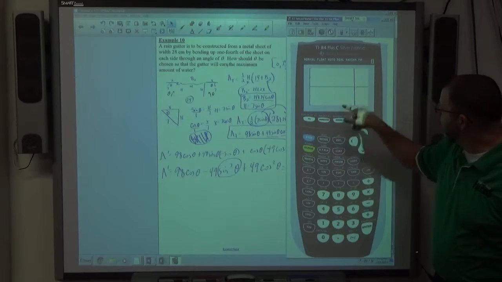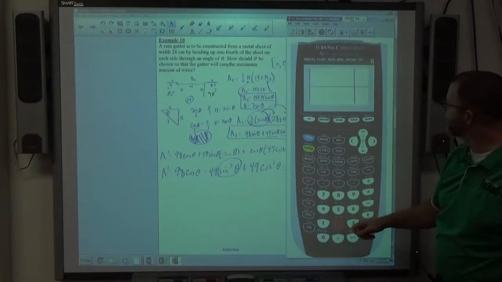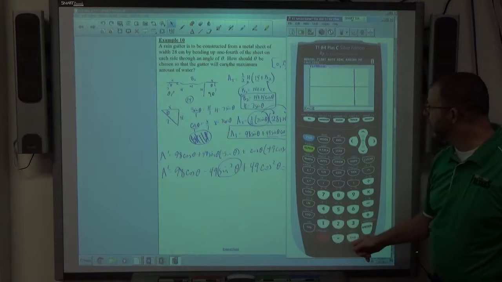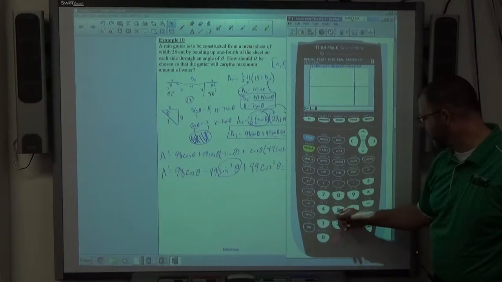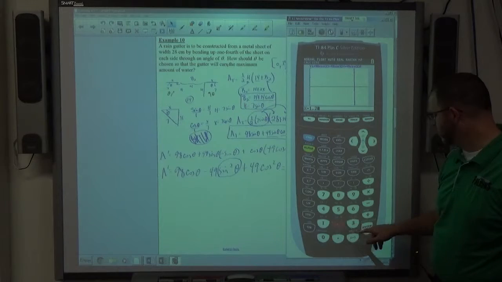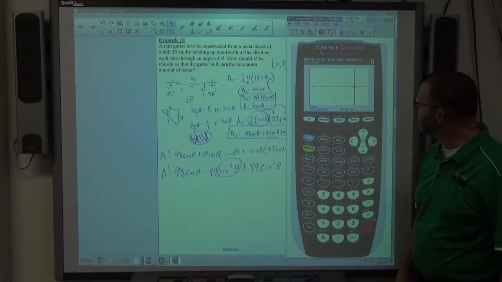If I want to find out where it crosses, hit second, calc 2, which is finding the zero. This is 0, this is 1.57, so minimum 0, maximum 1.57. I'm going to guess 1.2. And 1.1, how about that? 1.1961.